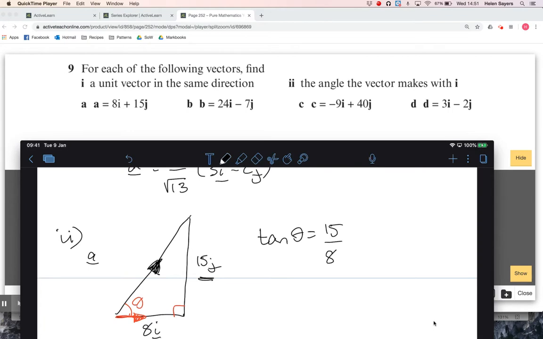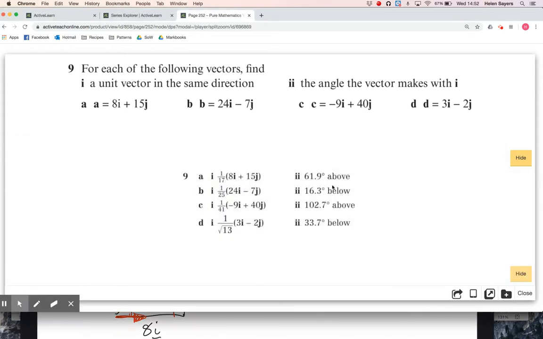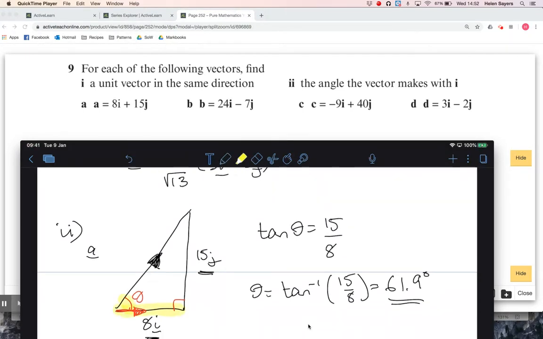Right. Okay, so theta is going to be arctan of 15 over 8. So shift tan 15 over 8. To 3 significant figures, that is giving me 61.9 degrees. Quickly check that. 61.9, yeah, and so the only other bit of information they're giving is whether it's above or below. When they say above, they mean like I've sketched there, that's obviously above the i vector.